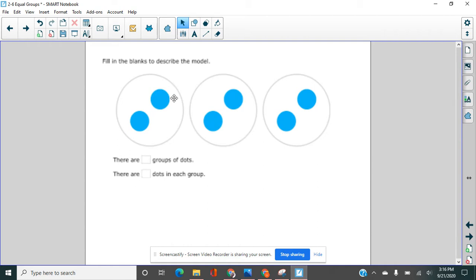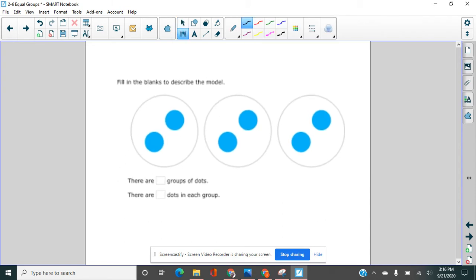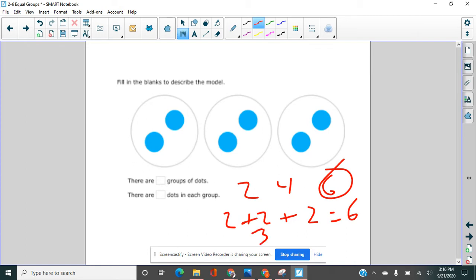So equal groups here. We know there are three groups, 1, 2, 3, and each one has 2 dots, so we can count by twos: 2, 4, 6. Or we could count 2 plus 2 plus 2 is 6, or that is the same as 3 groups of 2. 3 times 2 equals 6.